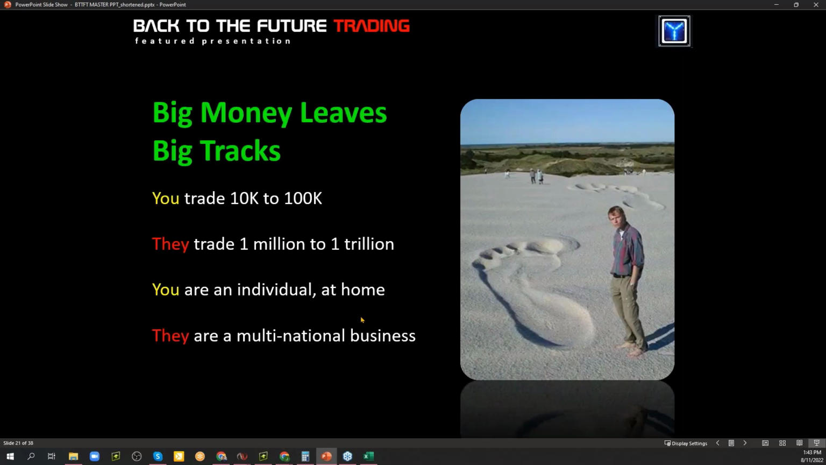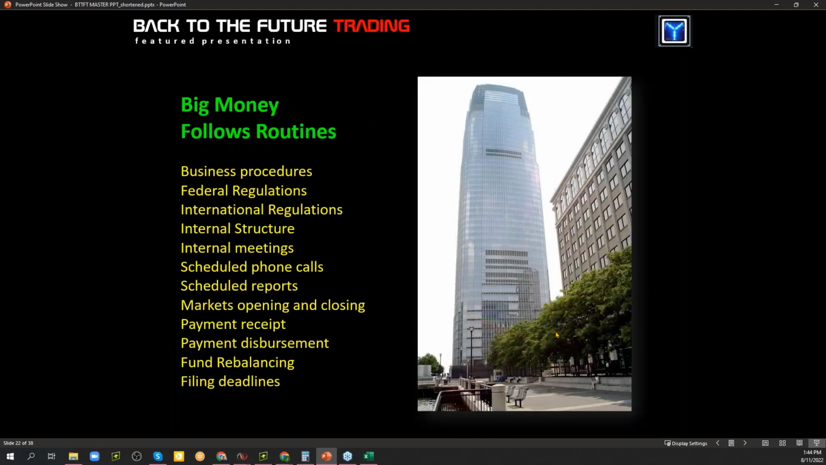So big money leaves big tracks. If you trade 10,000 or 100,000, they trade 1 million to 1 trillion. What the software does is it goes back in time and looks for these big footprints, and then projects where those footprints may occur again out into the future. For multiple reasons, but some include that big money follows routines, business procedures, federal fund regulations, international regulations, markets opening and closing.